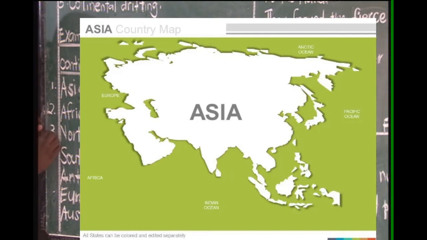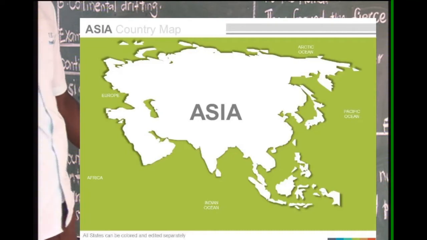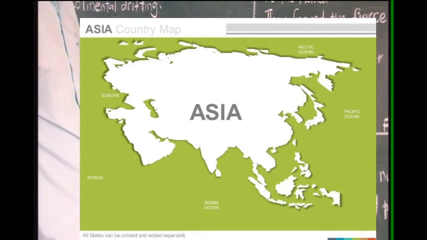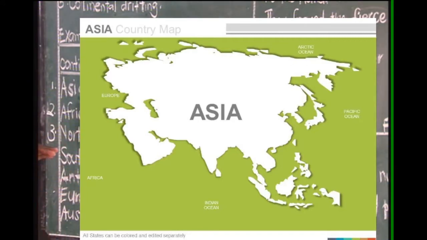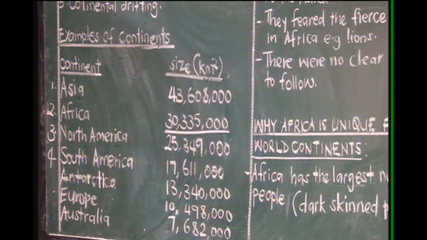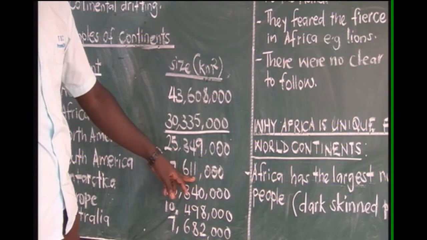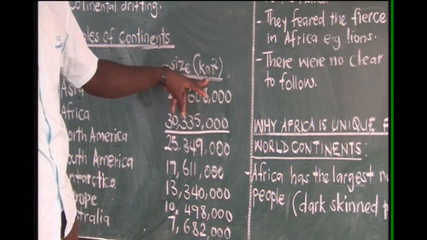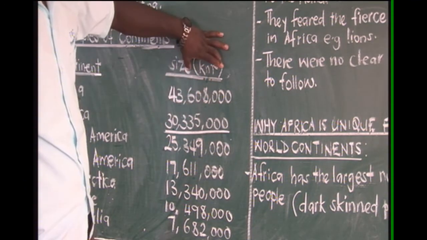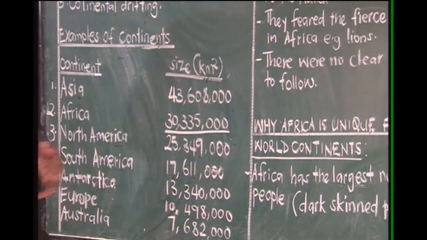Next, according to the arrangement of our continents, we have North America, which covers 25,349,000 square kilometers. Then we come next to South America. That follows North America, covering an area of 17,611,000 square kilometers. We have already put the square kilometers here, so we can't keep putting it. But when you are writing them, you put the square kilometer unit there, yes.